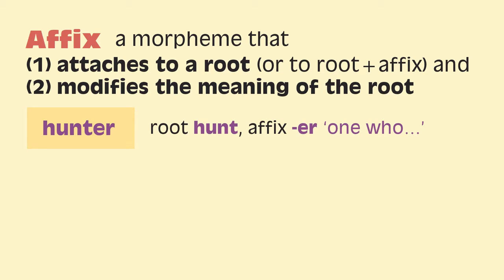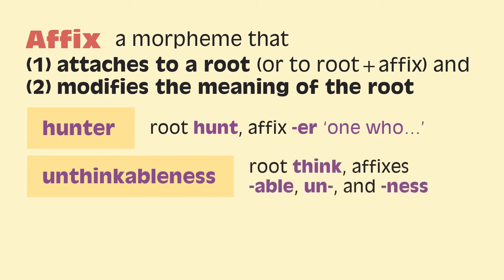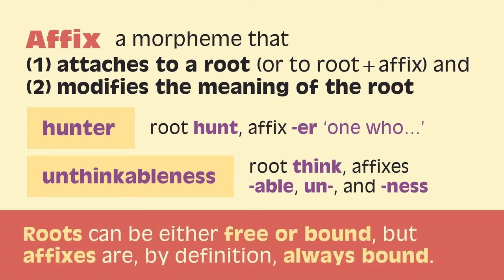In the word unthinkableness, we have the root think plus three affixes, un-, -able, and -ness, which each modify the meaning in a particular way. Unlike roots, which can be either free or bound, affixes are always bound, since an affix is, by definition, a morpheme that attaches to something.